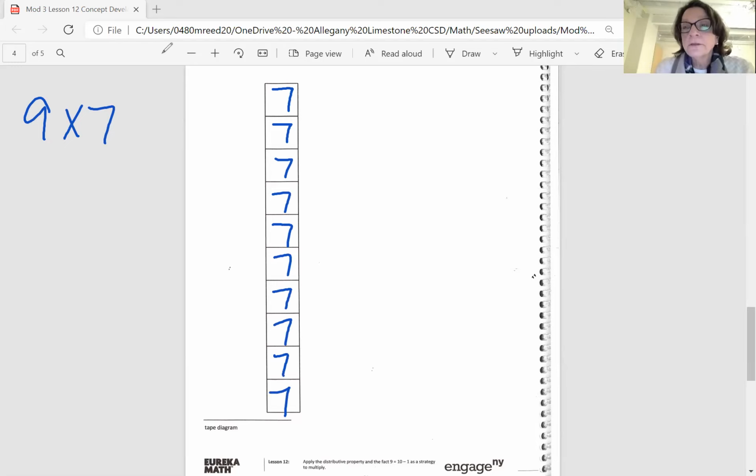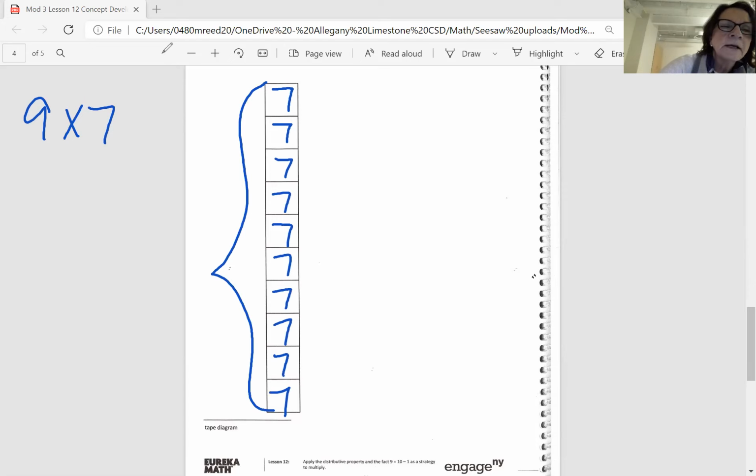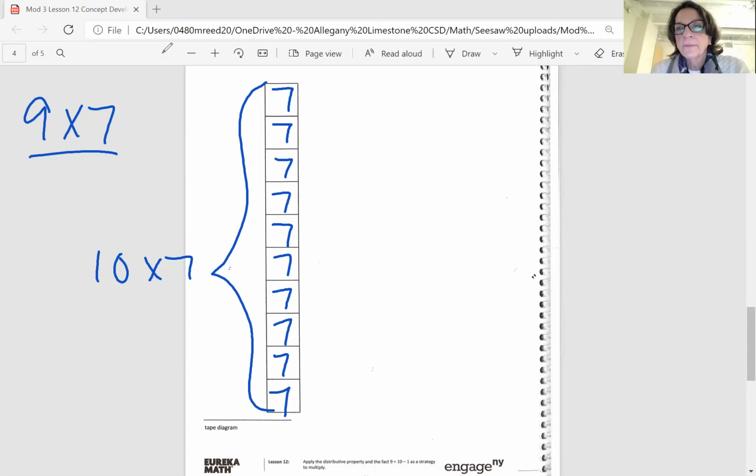Okay, and if you count those, once again, we have 10 7s. So let's go ahead and write our fact for the entire picture. 10 7s would be 10 times 7, 10 equal groups of 7. We need to remind ourselves what we're really looking for. We're really looking for 9 times 7. And at this point, you should know how we go from 10 7s to 9 7s. Go ahead and do it.